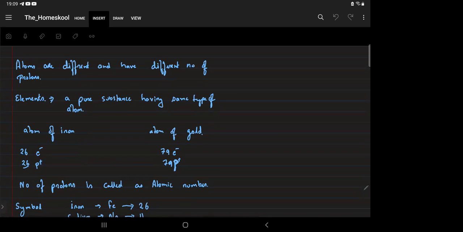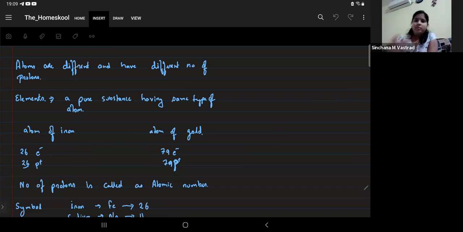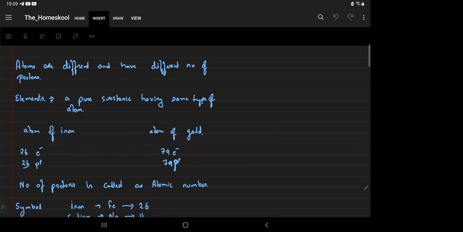Then we talked about atomic number. What was atomic number? Everyone tell me, what is atomic number? Sir, the number of protons in an atom. Correct. So it is the number of protons in an atom. So since electrons can be exchanged, we cannot differentiate different atoms on the basis of electrons. We should do it on the basis of protons.